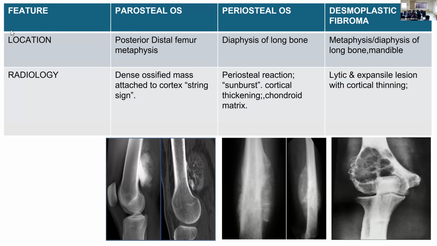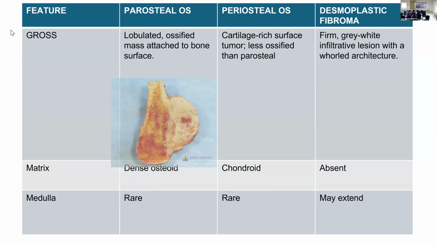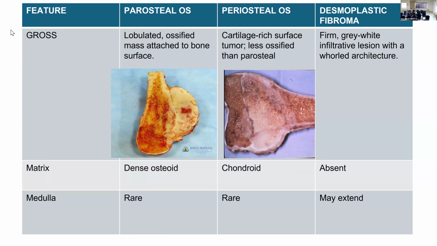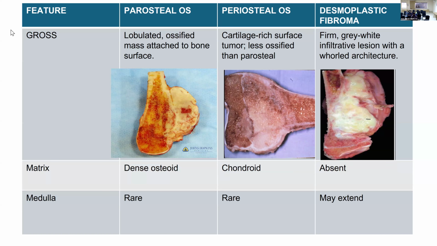Grossly, parosteal osteosarcoma is a lobulated ossified mass attached to the bone surface. It has a dense osteoid matrix, and medullary involvement is rare. Periosteal osteosarcoma is a cartilage-rich surface tumor, less ossified than parosteal osteosarcoma. The matrix is mostly chondroid and medullary involvement is rare. Whereas desmoplastic fibroma is a firm, gray-white infiltrative lesion with a whorled architecture. Osteoid and chondroid are absent in the matrix, and medullary involvement can be there.